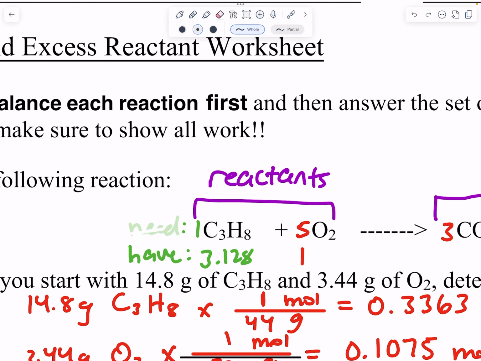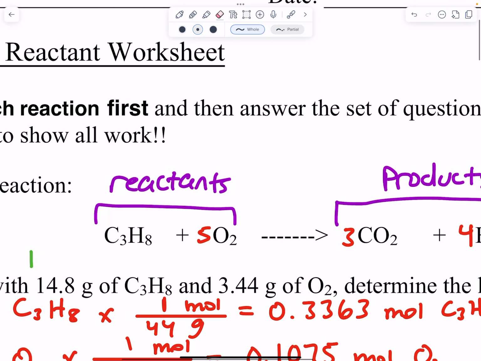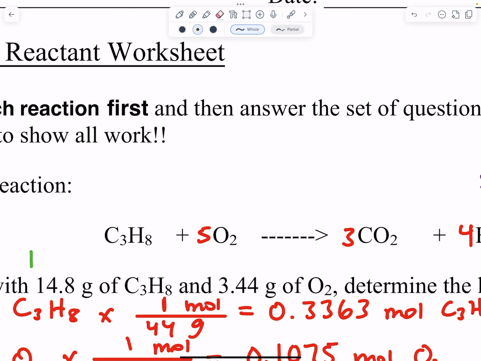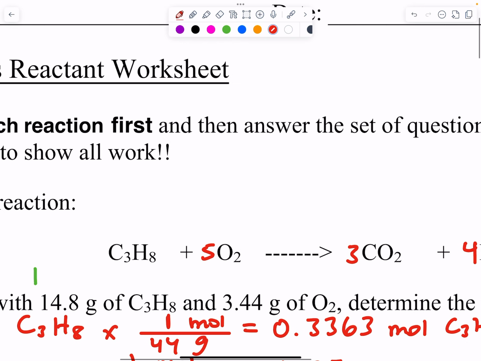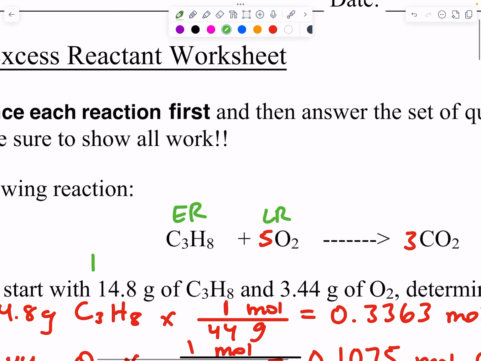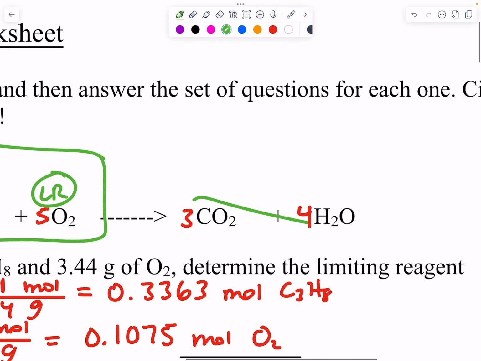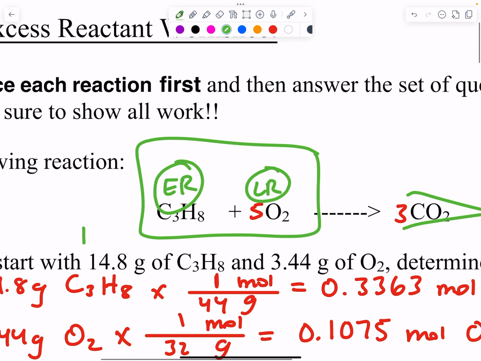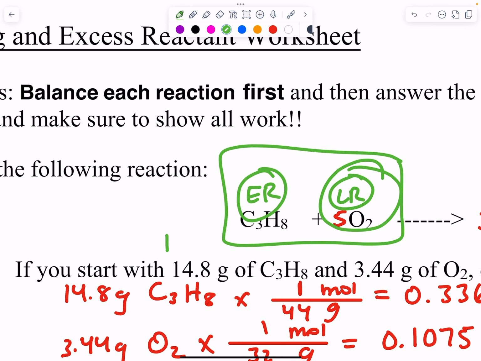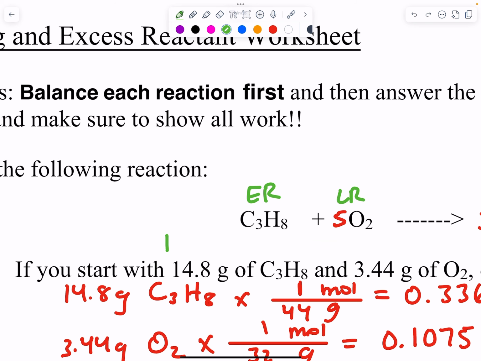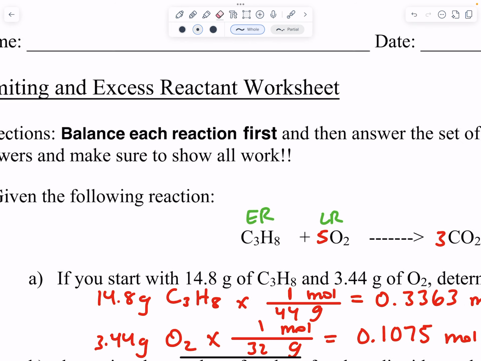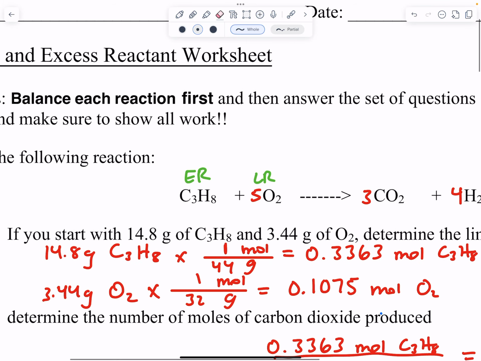Okay, so I'm going to erase all these numbers to make some space. Again, my limiting reactant is oxygen, making my excess propane. Whenever we're deciding who's limiting and who's excess, it's only between the reactants. Products will never be included in this. So if one is the limiting, the other one must be excess. And you already saw why it was excess: I needed only one, and I have 3.128.